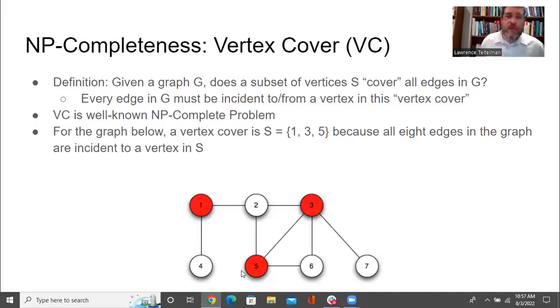So let's say you want to install security cameras in different rooms, and some rooms can see into other rooms, right? So you want to know, if I put the security cameras here and here and here, and assuming that an edge means I can also monitor whatever is adjacent to me, then all the vertices essentially are being covered, right?